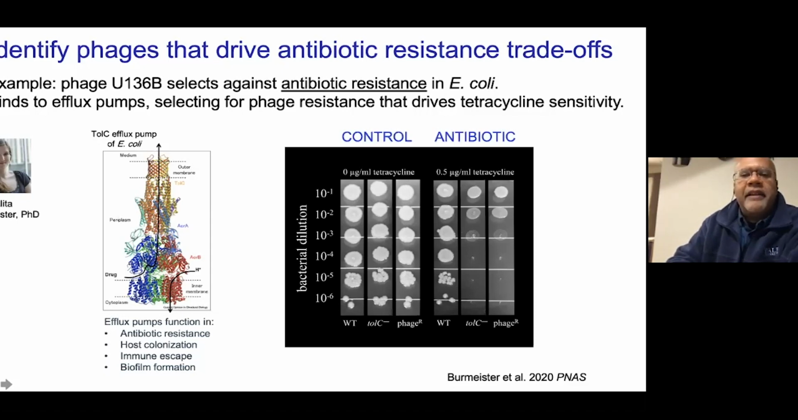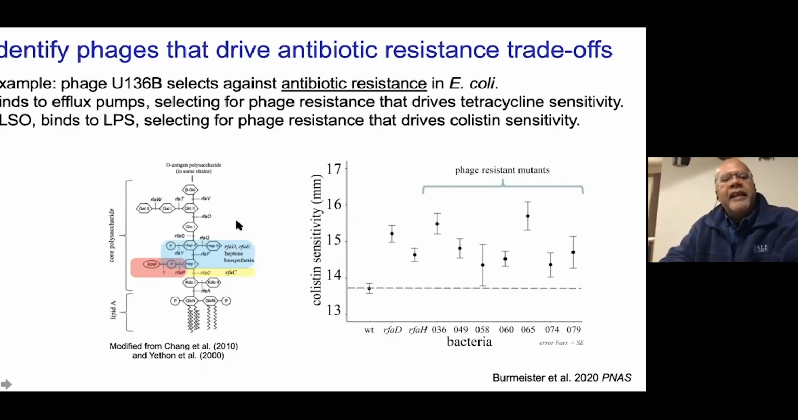They've become antibiotic sensitive. Similarly, there's another problem that this phage causes for E. coli in that it binds to a portion of LPS. So here's a side view of LPS, and the colored portions here are the portions where the phage is binding. So if the bacteria mutate at those sites, then they can gain resistance to the phage, but now they have a different problem.